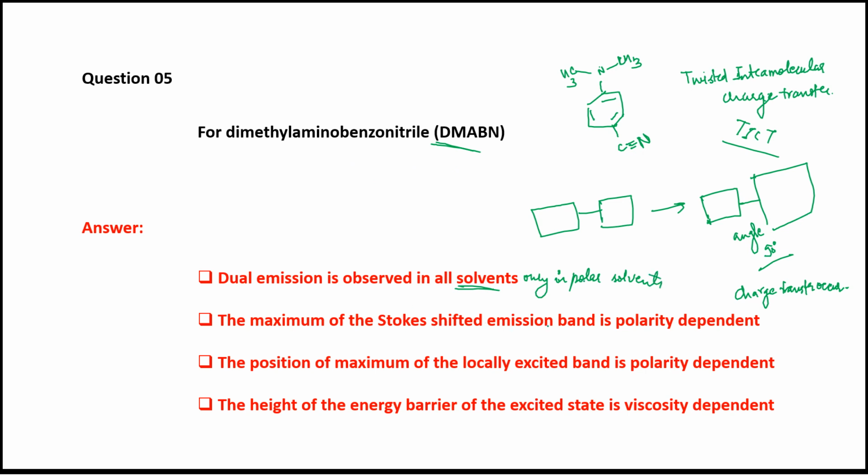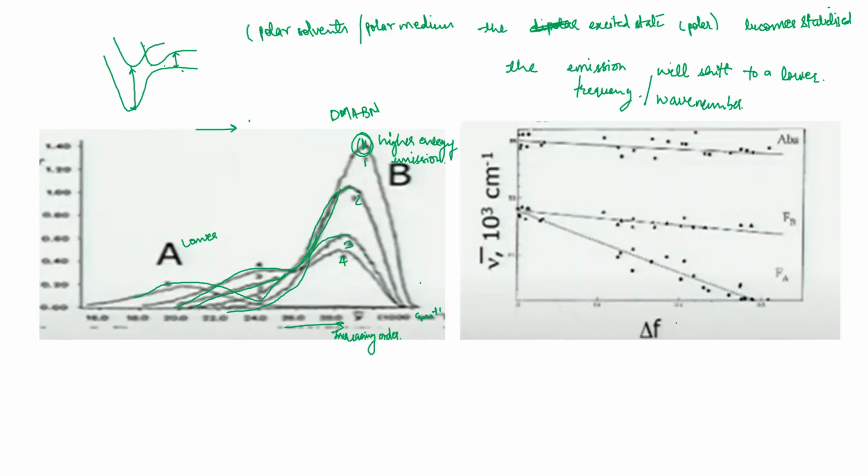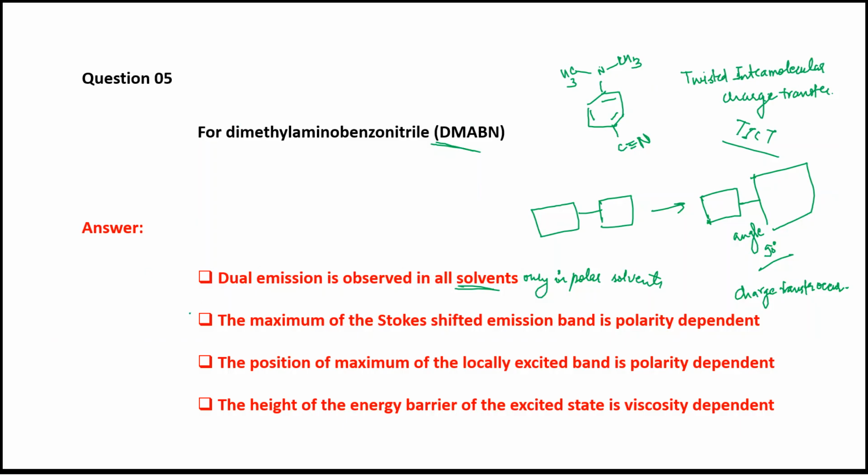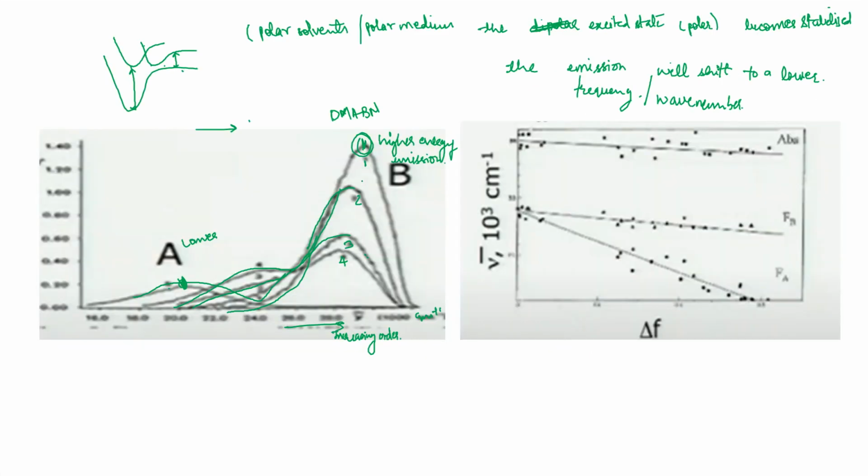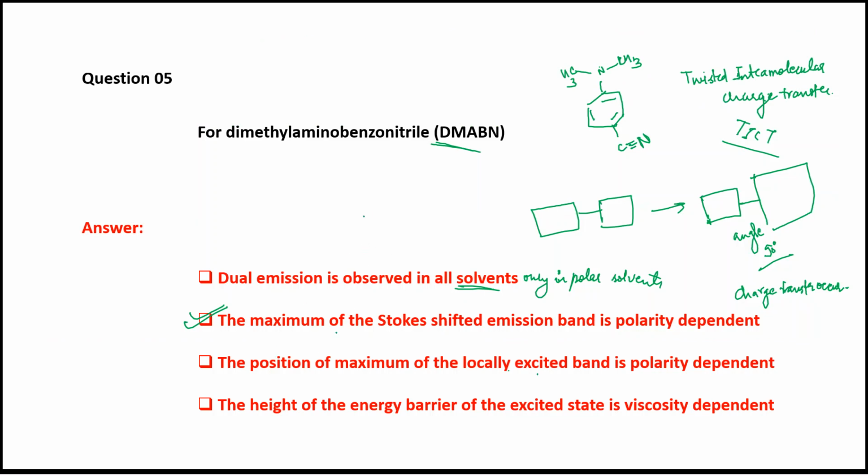Okay. The maximum of the Stokes shifted emission band is polarity dependent. Yes. So the maximum, which means that the Stokes shifted band is shifted to a lower wave number, depends on the polarity. So yes, this is the right option. Then the position of the maximum of the locally excited band is polarity dependent. So the locally excited band is not polarity dependent. If you see as a function of time, it has almost the same value, not much change in value.